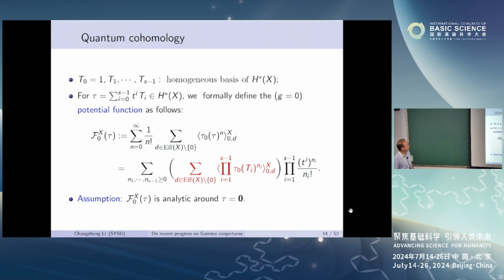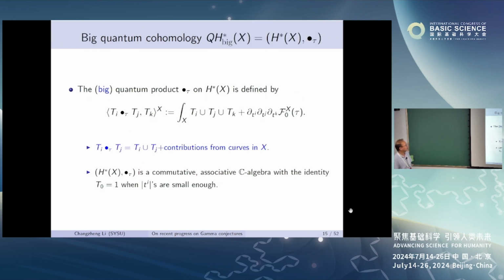So this is a formal data. Okay, we choose a homogeneous basis, and then we can define a potential by incorporating all necessary invariance, and this is formal power series, and it is analytic at origin as an assumption. Okay. Then, with this Poincare pairing, the big quantum cohomology is defined in this way.